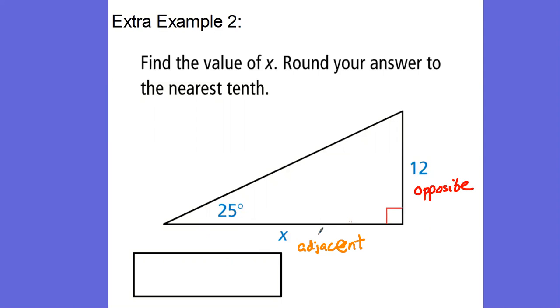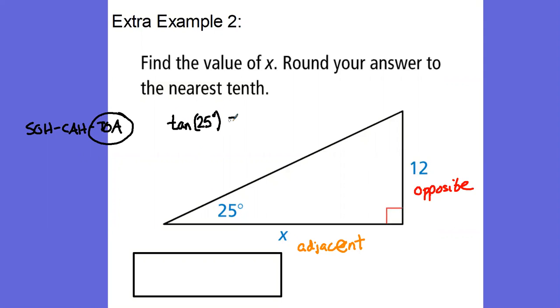Okay, so now thinking back to SOHCAHTOA, when you're dealing with the opposite side and the adjacent side, you know that you are in the TOA part of SOHCAHTOA. So you know for sure that you are using the tangent of the angle. So I can set up an equation and I can say that the tangent of 25 degrees.